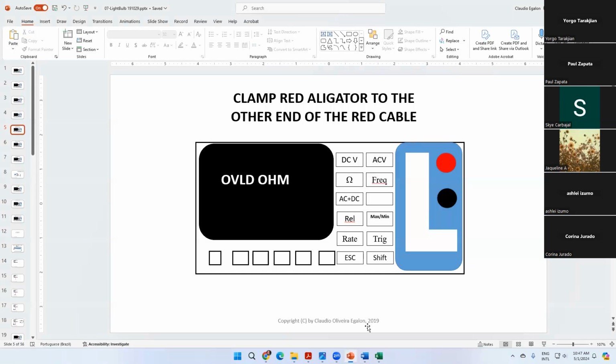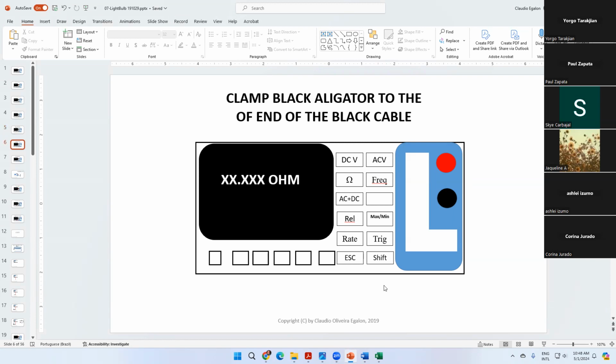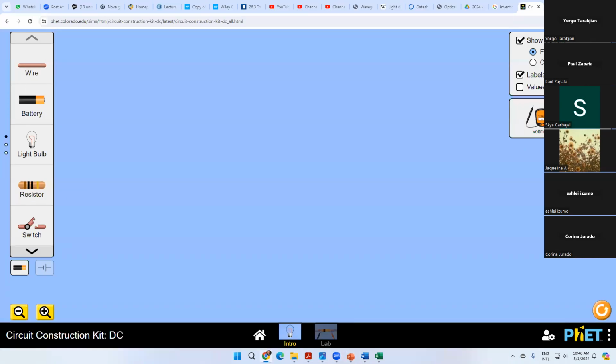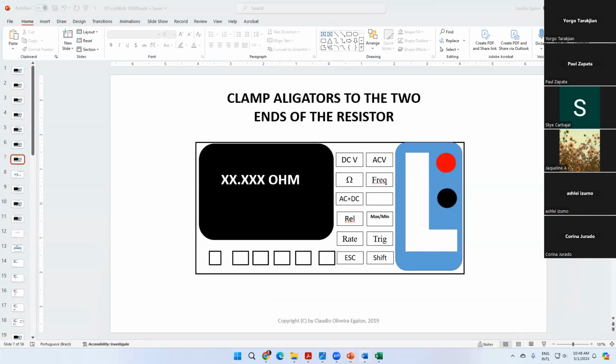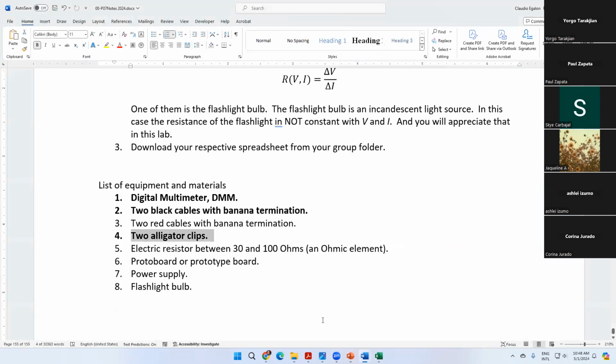Here you go. Clamp red alligator to the other end of the red cable. Black alligator to the other end of the black cable. Clamp the alligators to the two ends of the resistor. What are we doing here? We are measuring the resistance of the resistor that I provided you. Okay, where's the resistor here? Two red cables with banana termination, two alligator clips. There's a missing device here, right? Oh yeah, the resistor is here.